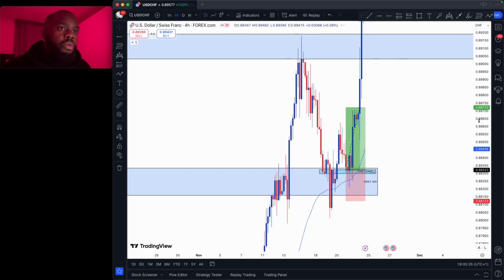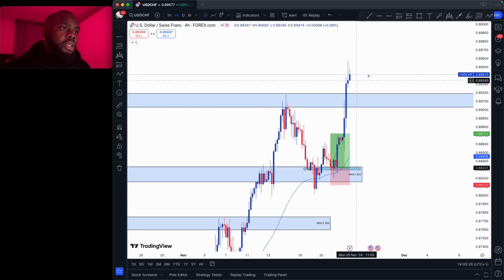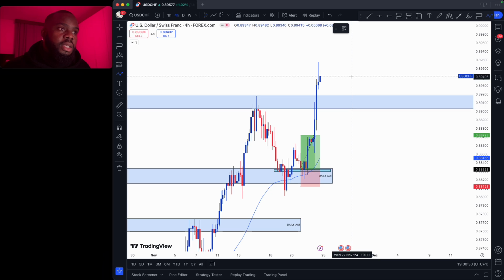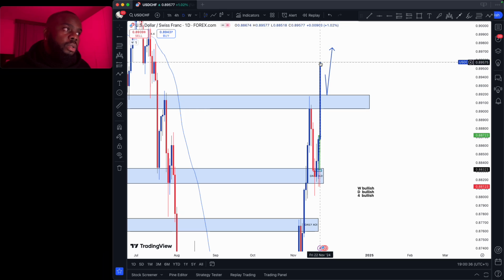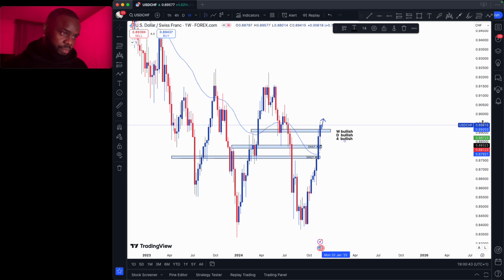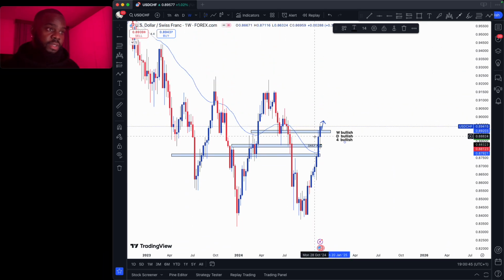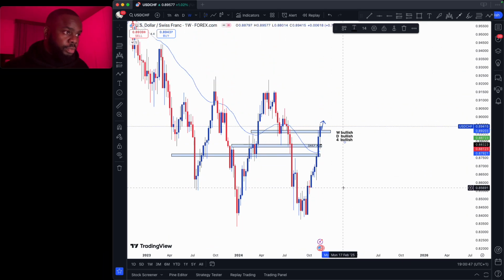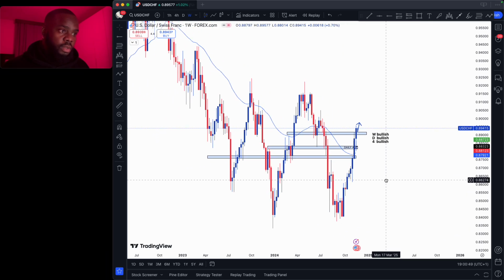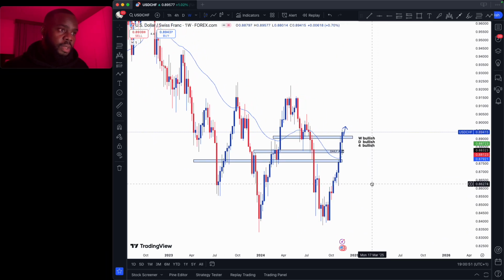So what we are expecting again is something very simple, a pullback, then a move to the upside again, because the daily closed above, which made it bullish. Let me check the weekly. The weekly has been on a serious uptrend. So we want to be careful and also look for buys at the same time with proper confirmation.